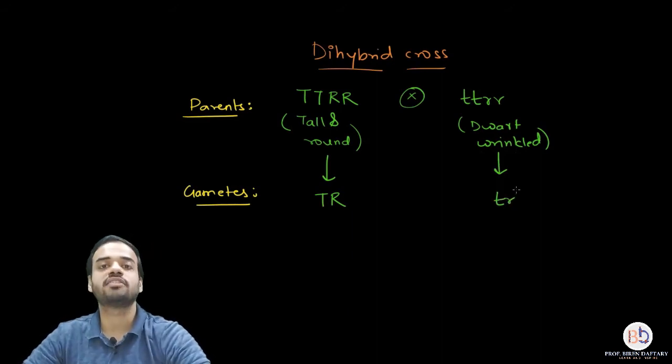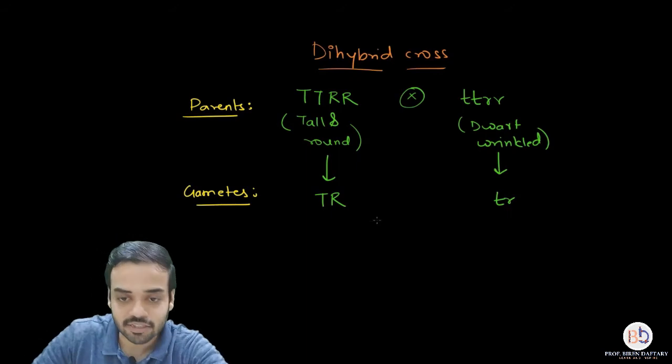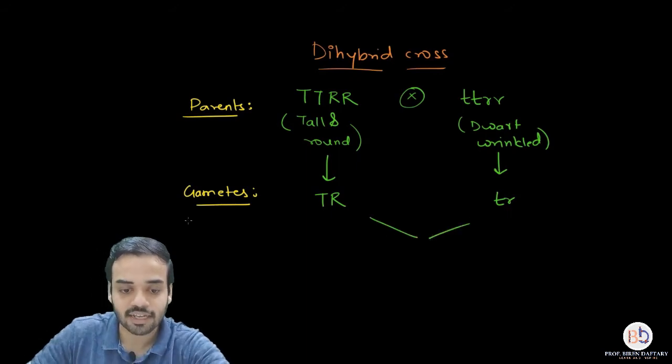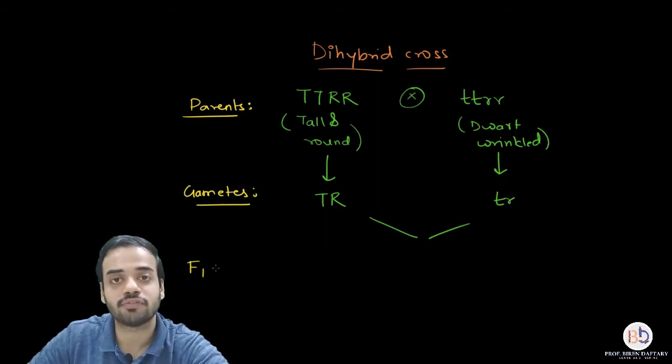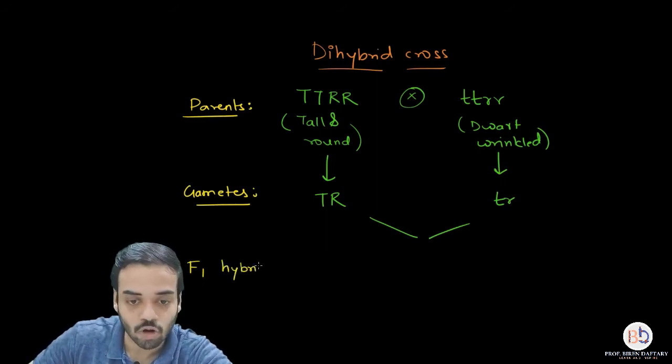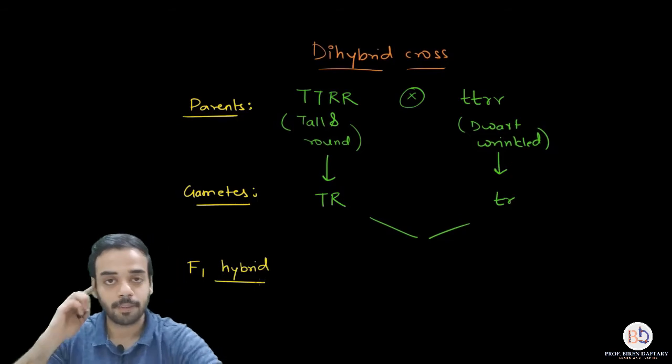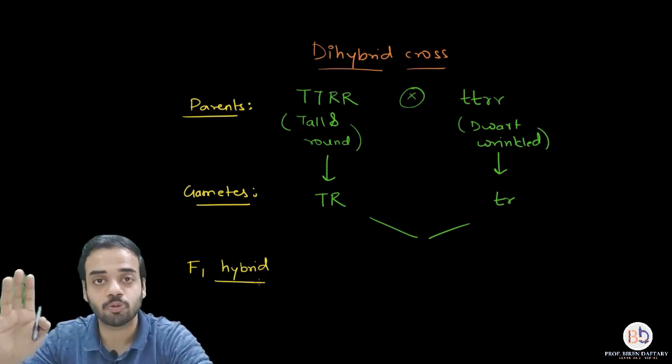Is this clear? So these are the gametes, and when we unite the gametes, what do we get? We get the F1 hybrid. So let me write down over here, F1 is the first filial generation, that is obtained when both the pure parents are crossed.